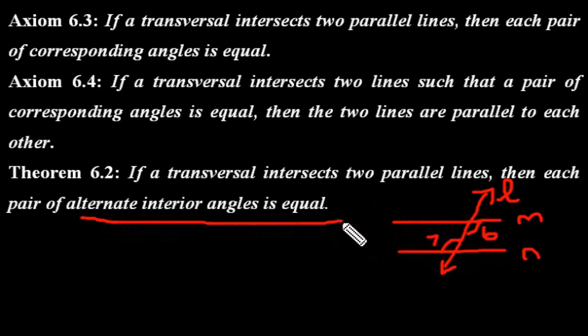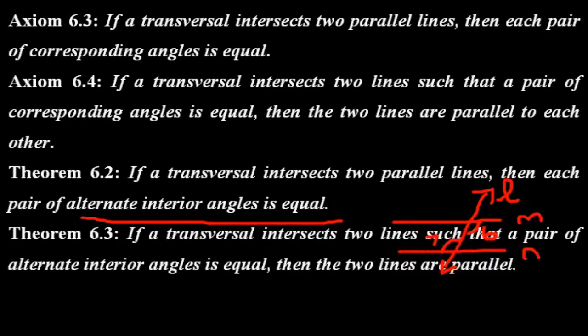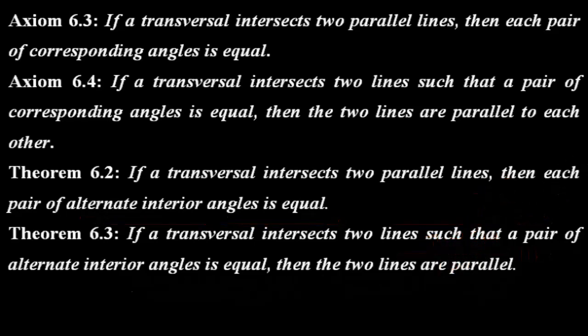Just like this, we have vice versa. If these alternate interior angles are equal, then we can say that M and N are parallel lines. That's what theorem 6.3 says. If a transversal line intersects two lines such that a pair of alternate interior angles is equal, then the two lines are parallel. If the alternate interior angles are equal, then the lines are parallel. Let us move to the next one.